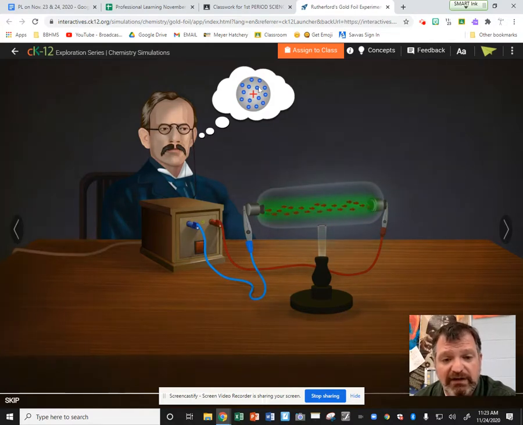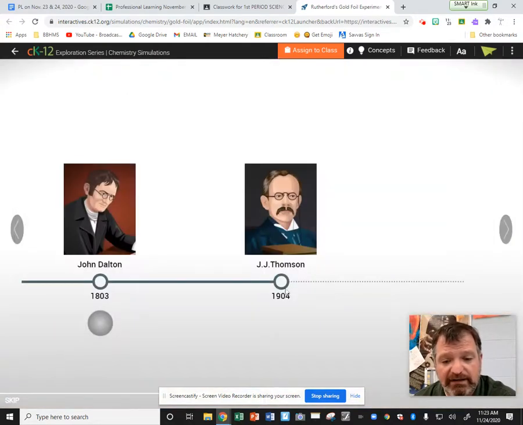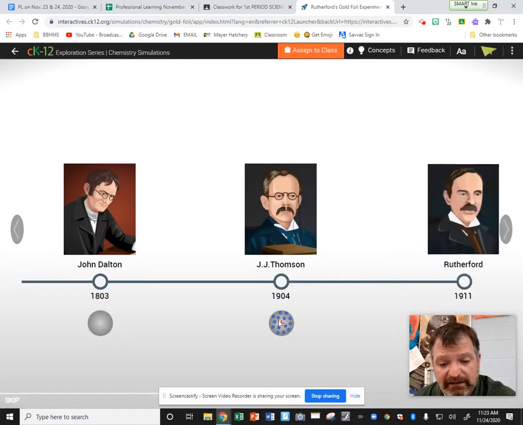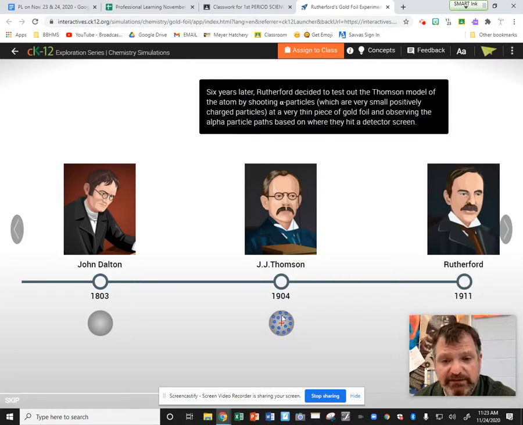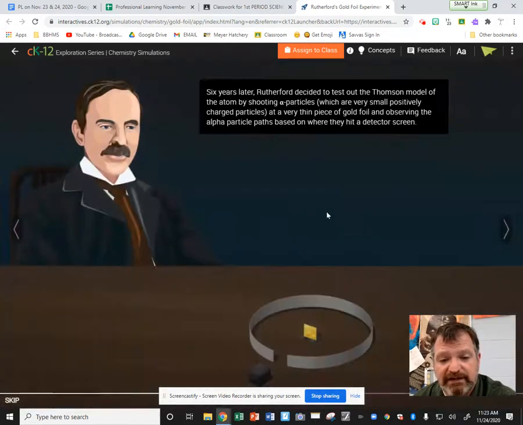And he changed Dalton's model to look like a chocolate chip cookie, basically, where we had positive matter and then little negative dots spread evenly throughout. 6 years later, Ernest Rutherford came to test out the model.